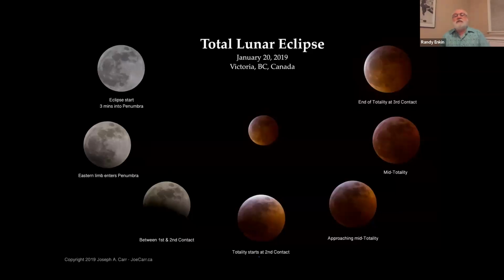Now, what are the stages of a lunar eclipse? My astro buddy Joe Carr took these pictures. We had a beautiful clear sky in January 2019. It was a remarkable, remarkable eclipse. You don't plan on a big observing campaign to watch the eclipse in winter because we have so many cloudy nights. But this one happened to be good.